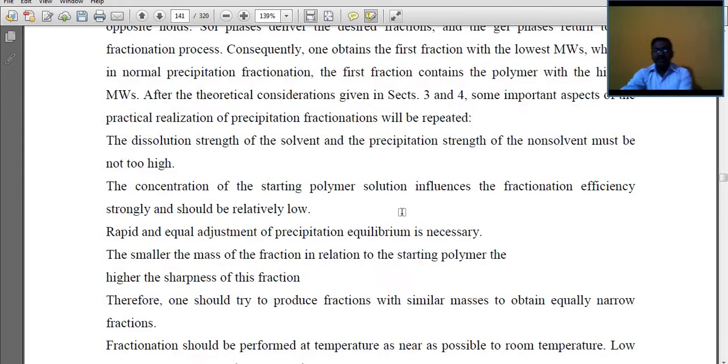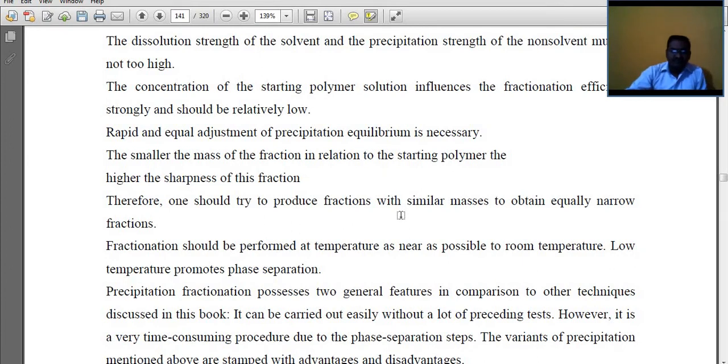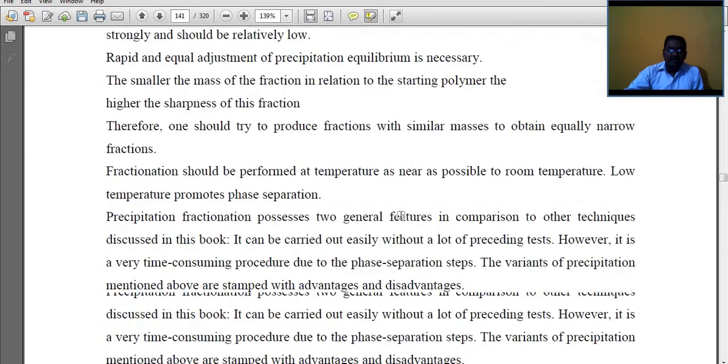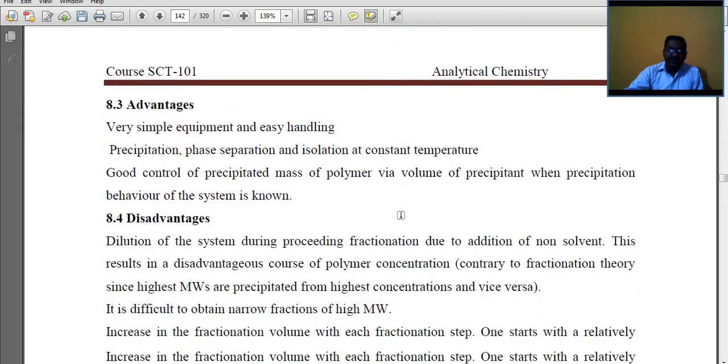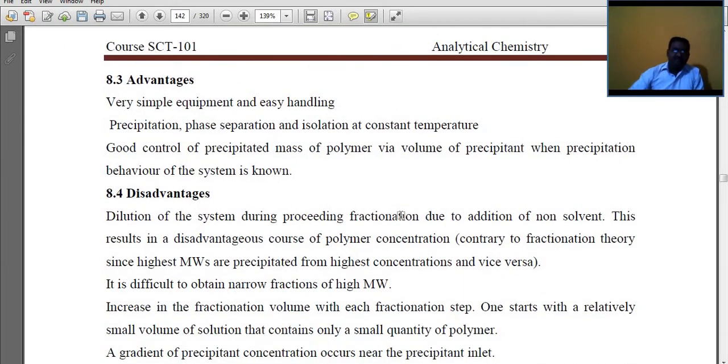From this concept, topic or unit, the other important concept is what are the advantages of this. It is a very simple equipment and easy handling. The precipitation, phase separation and isolation at constant temperature. The good control of precipitated mass of polymer via volume of precipitant when precipitation behavior of the system is known.